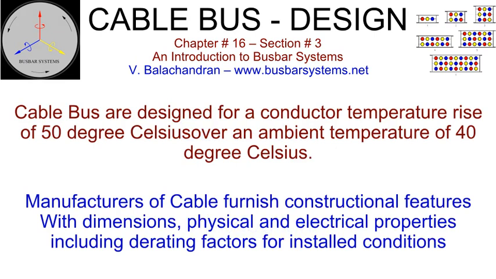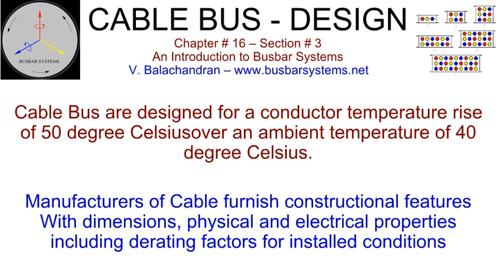The cable bus is designed for an ambient temperature of 40 degrees Celsius with a maximum conductor temperature rise of 50 degrees Celsius. Some projects may limit the total temperature of the conductor to be less than 90 degrees Celsius. All cable manufacturers furnish cross-section detailing the constructional features, physical properties, and dimensions of conductor, insulation, screen, shield, and sheath. They also provide resistance, inductance, and capacitance per unit length of the cable depending upon the constructional features and configuration.